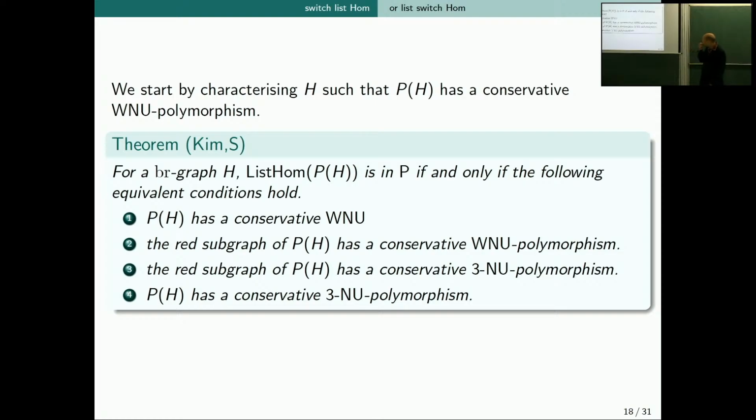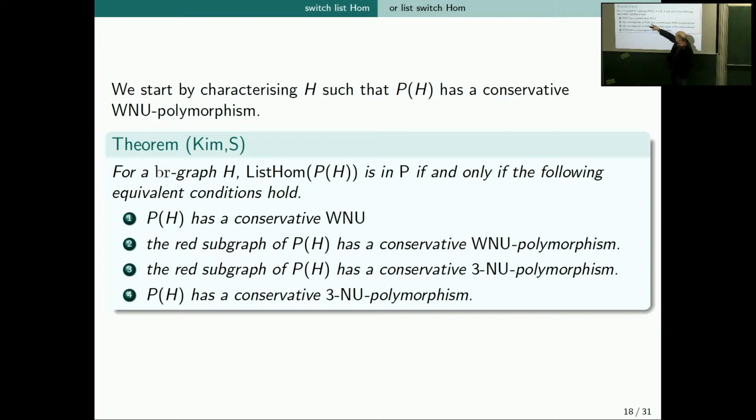And for that, we get a pretty nice characterization. So for a BR graph, this homomorphism problem for the switch graph is in P if and only if, well, from the CSP dichotomy, if and only if the switch graph has a conservative WNU. And if it has a conservative WNU, that WNU conserves red edges and blue edges.